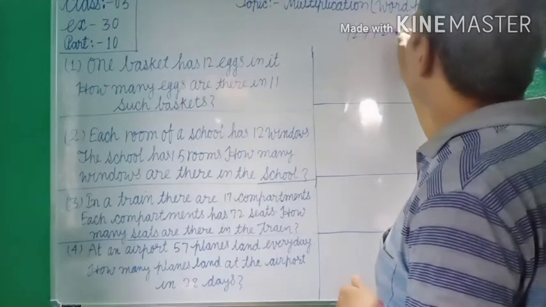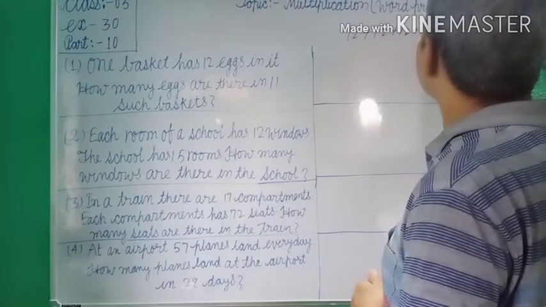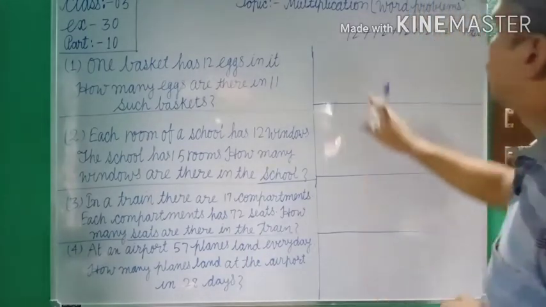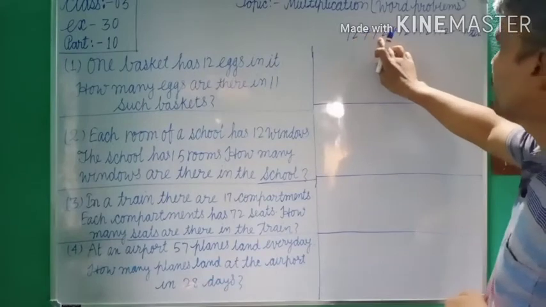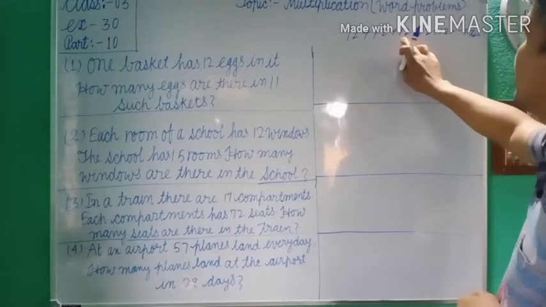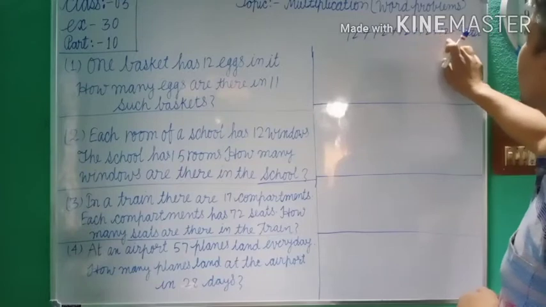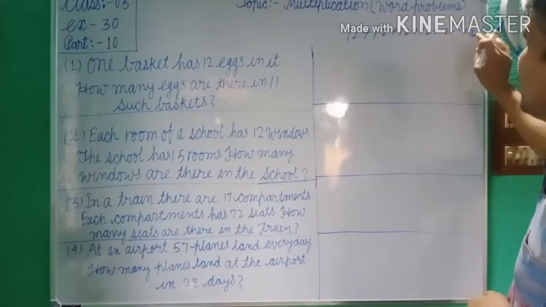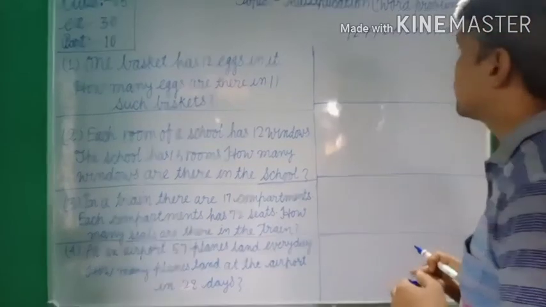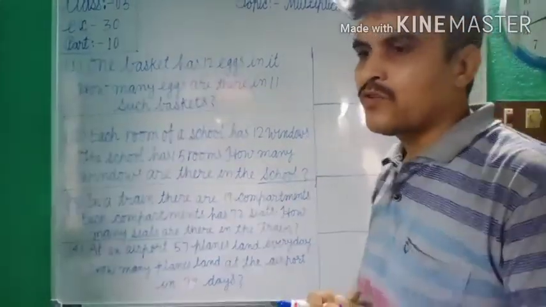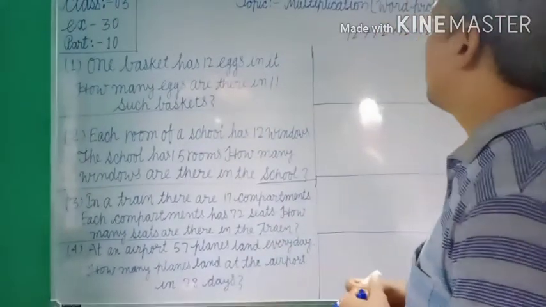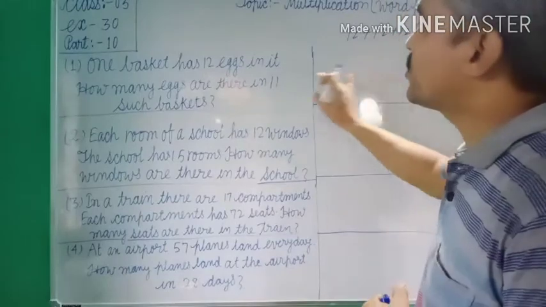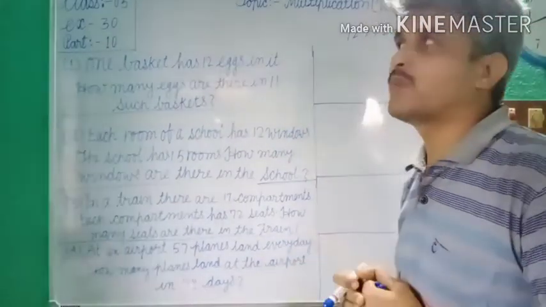12 plus 12 plus 12, 11 times. Because 12 eggs in one basket and 12 eggs in other baskets, such types, 12 eggs in each basket, such as 11 baskets. How many eggs in 11 baskets? When you add 12, 11 times, then you get the total number of eggs in 11 baskets.